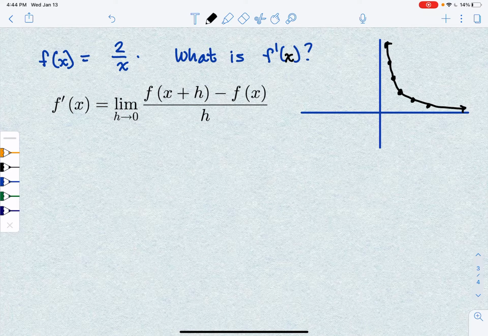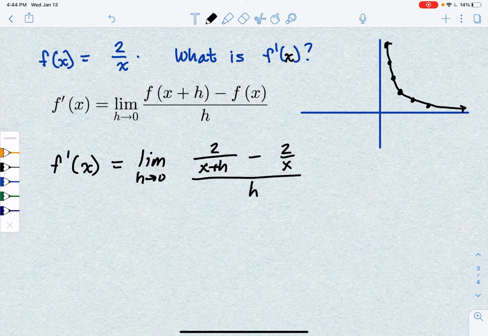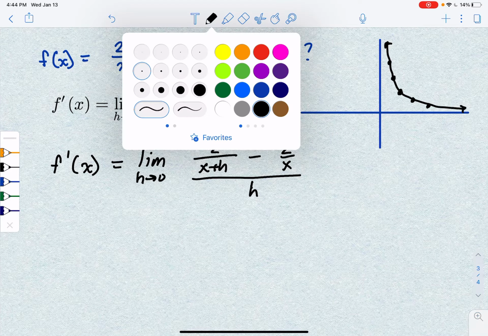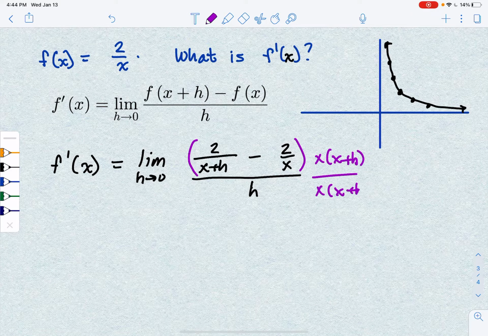So let's just go through this. The derivative function for f of x equals 2 over x would be the limit as h approaches 0 of, okay, f of x plus h is 2 over x plus h, minus f of x, which is 2 over x, and this is all over h. So complex fraction, this means we're going to use the method that we've been using before, and that is multiplying by a form of 1, which means multiplying by x times x plus h, and then rewriting so that we have the limit as h approaches 0.